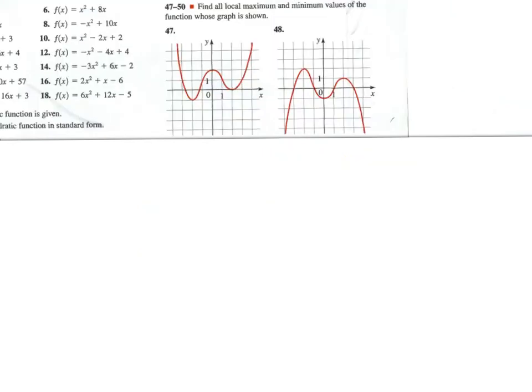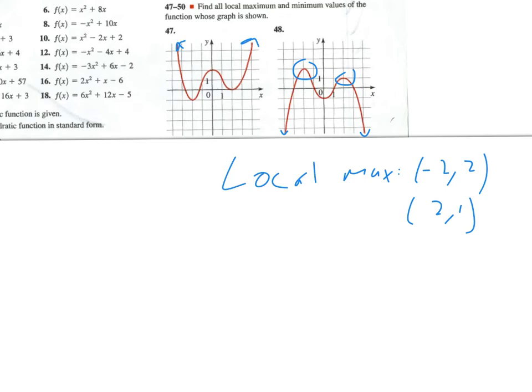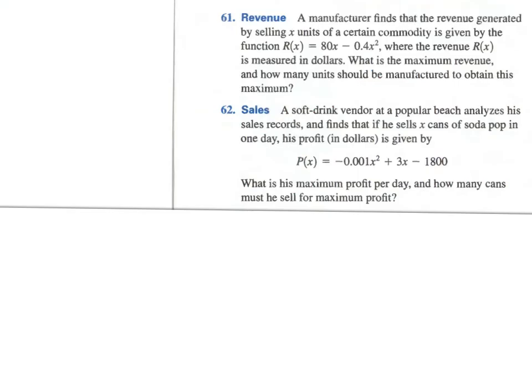All right, next up here, we're going to find all the local maximums and minimums. I think that these go down, up and down forever, so I'm not going to find any there. But the local maxes are just the tops of each of the hills. So I got 2 of them here. One of them is at negative 2 comma 2, and then the other one is at 2 comma 1. You can see that those are higher than the points around them. And then the local min, I only have 1, would be right there at 0 comma negative 1.